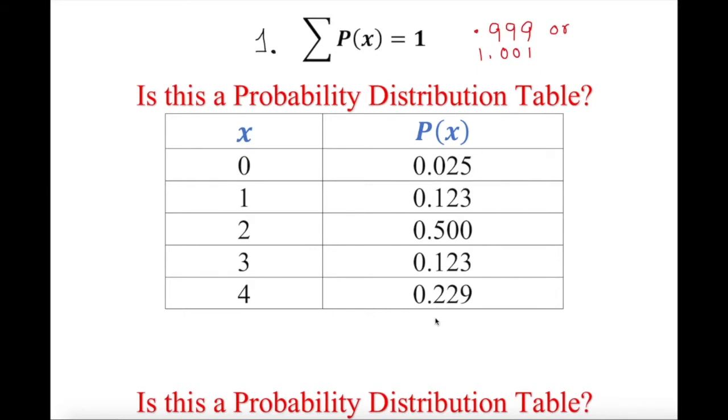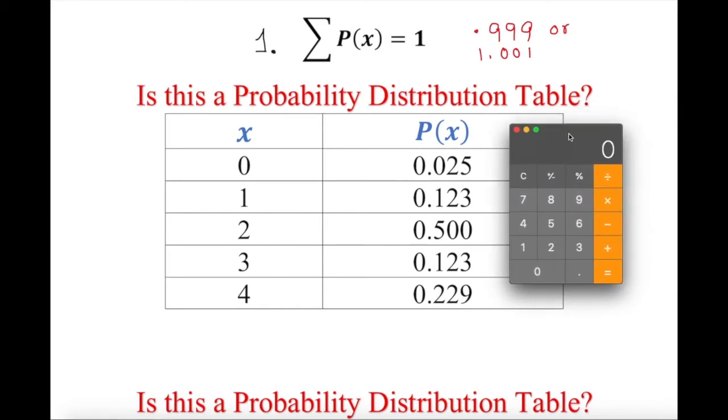So let's take a look here at what we have. But in this case, we are looking for 1. We are not looking for 0 to 1 in between, but we are looking for 1 or close to 1. The sum is the summation, add all the probability of x. So we're going to add all of this. Let's take a look here.